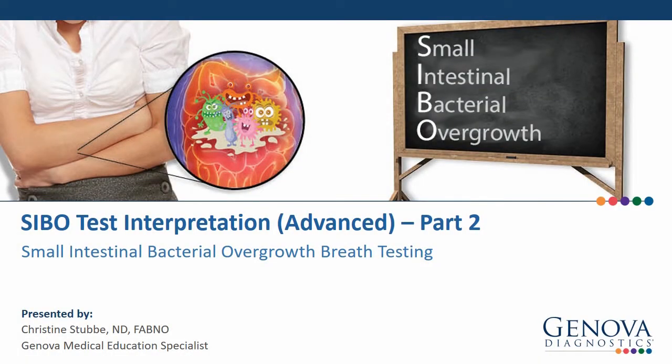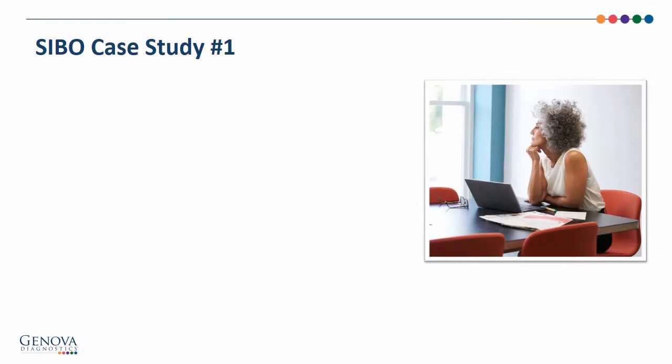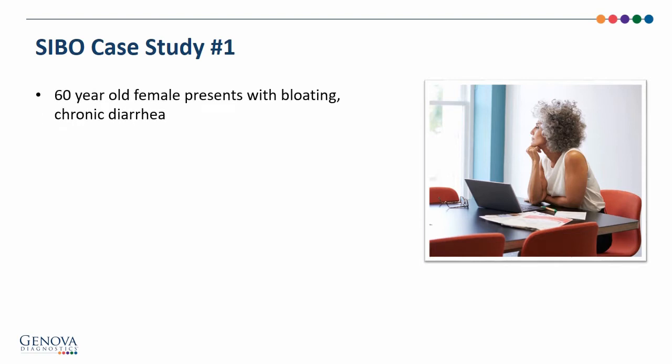Hello, today we are going to interpret the small intestinal bacterial overgrowth breath test. Our first case is a 60-year-old female who presents with bloating and chronic diarrhea. Her symptoms are exacerbated with meals in general and with fiber.